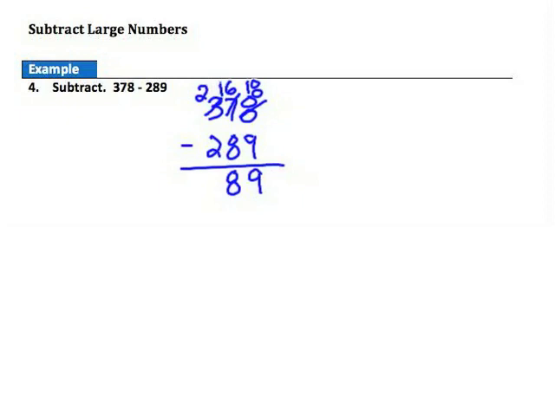Now finally I'm going to go to the hundreds column. 2 minus 2 is 0, so I end up with an answer of 89.